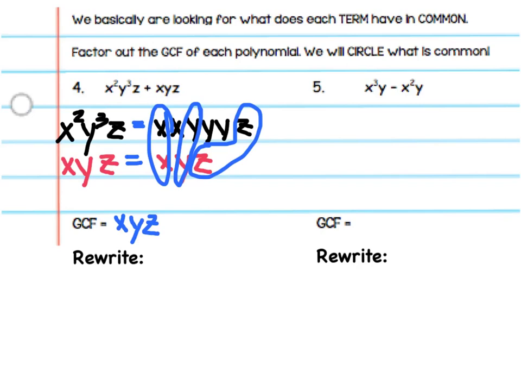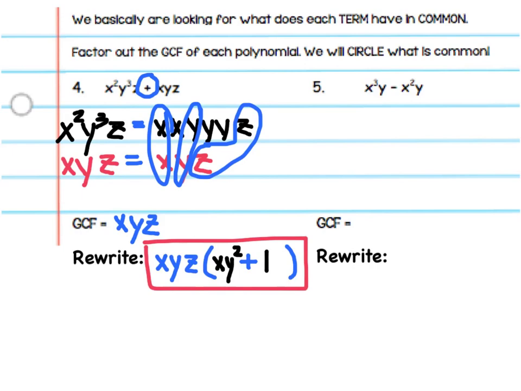Now to rewrite our answer, xyz goes on the outside of the parentheses. Because they use a plus sign, a plus goes in the middle. Now, what we didn't circle goes inside the parentheses. So what did we not circle in the first part? An x and a y squared. So that's x and y squared. Notice on the bottom part, we circled everything. So what we have to have there is the number 1. So that would be our final answer.